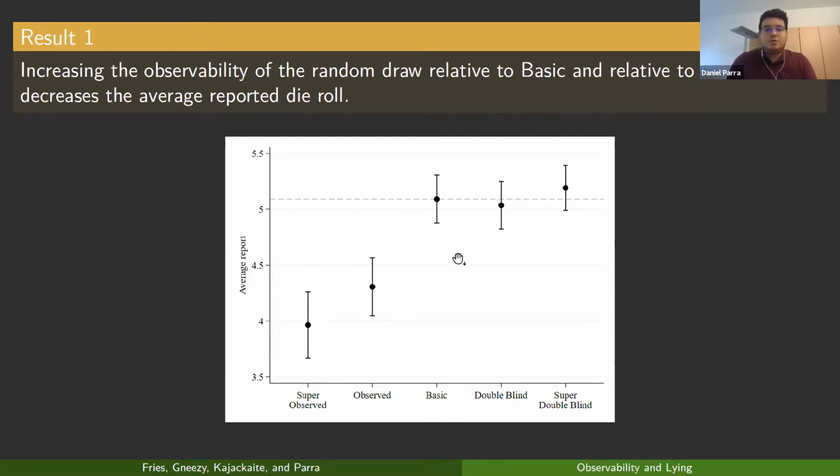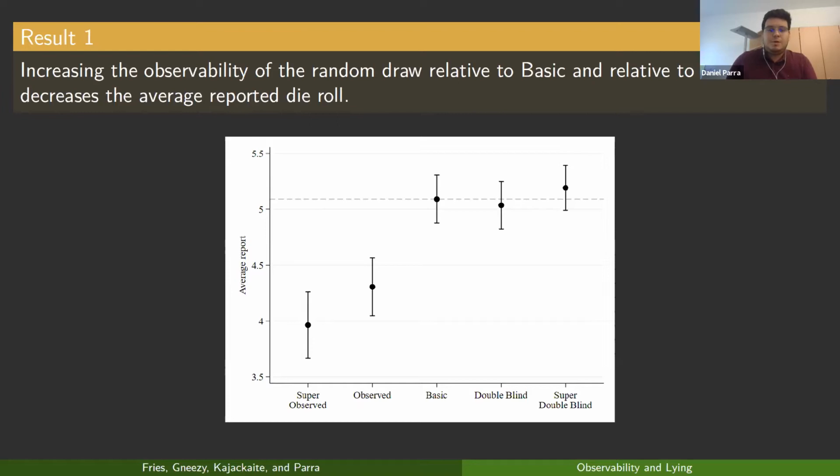And I also want to notice that the observability of the random draw impacts the average report, but not the observability of the report. So it seems that they are not really caring about the observability that the experimenter is observing them here, but they are more caring whether it's possible that the experimenter can infer that they are liars or not.